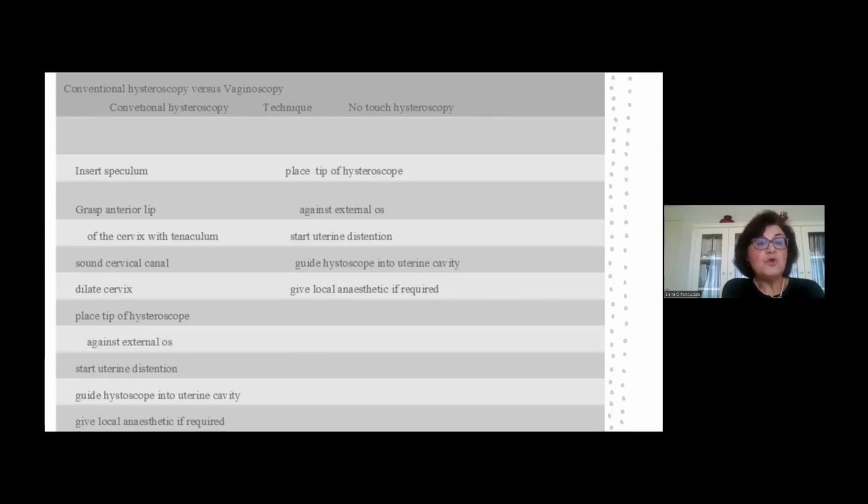In conventional hysteroscopy: insert speculum, grasp anterior lip of the cervix with tenaculum, sound cervical canal, dilate cervix, place tip of hysteroscope against external os, start uterine distension, guide hysteroscope into uterine cavity, give local anesthesia if required. In non-touch or office hysteroscopy: place tip of hysteroscope against external os, start uterine distension, guide hysteroscope into uterine cavity, give local anesthetic if required.